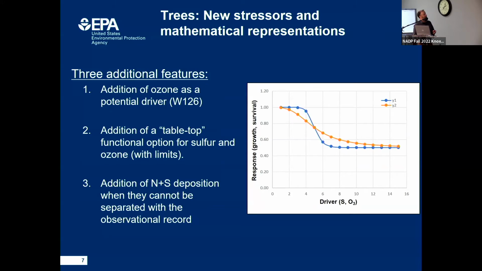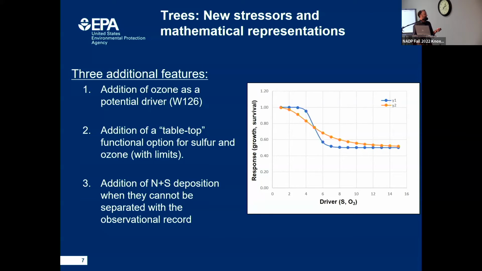One of the other advances here is introducing new stressors and mathematical representations of the relationship with ozone and sulfur. So the first is the addition of this new driver, ozone, based on the W126. Chris Novak and Jeff Herrick back there are giving a talk or a poster tomorrow. Go talk to them.